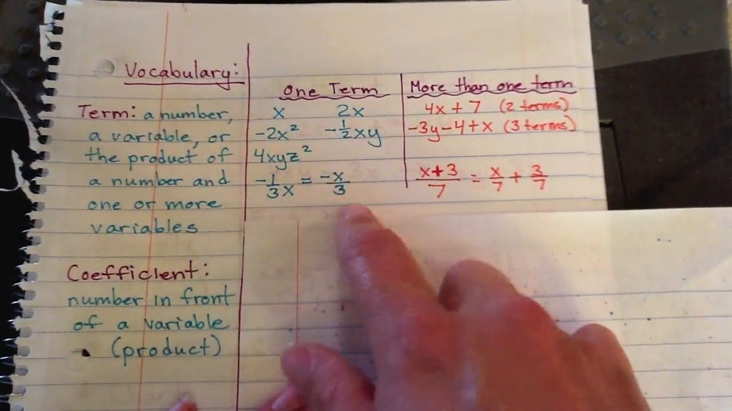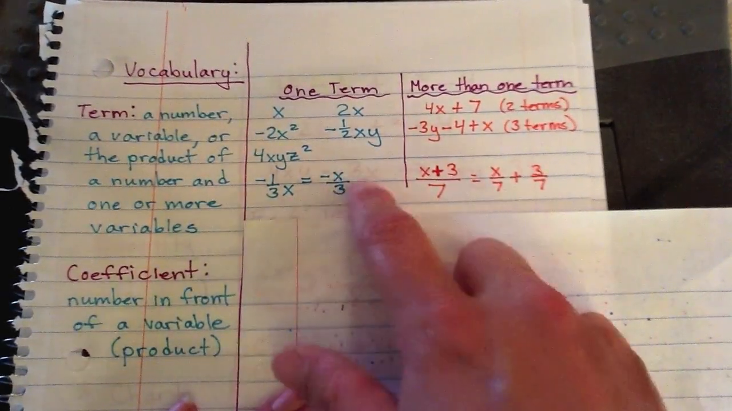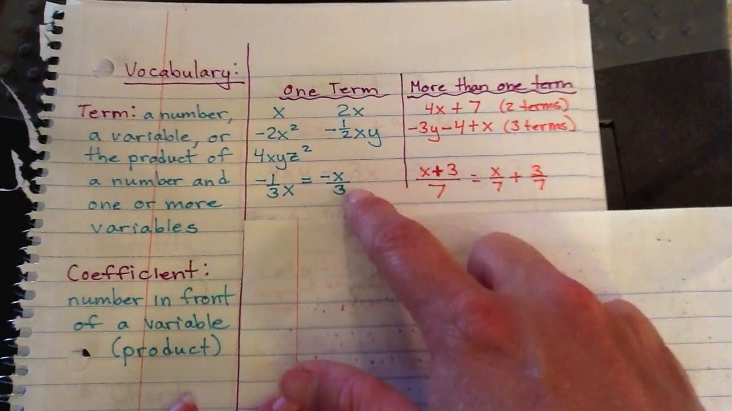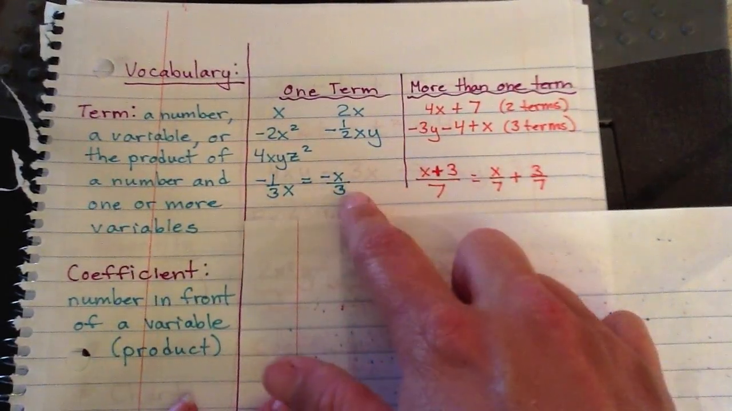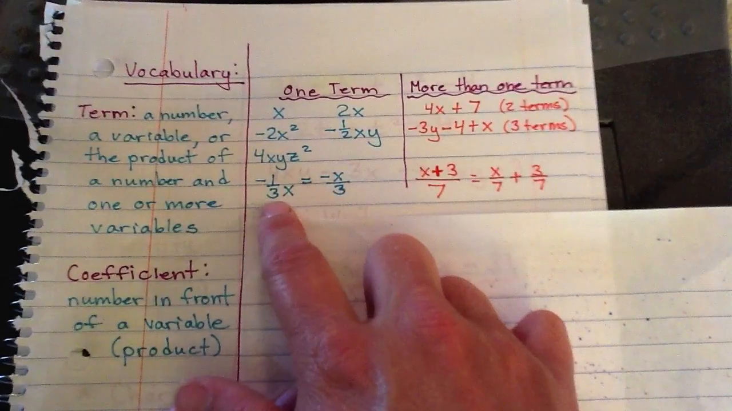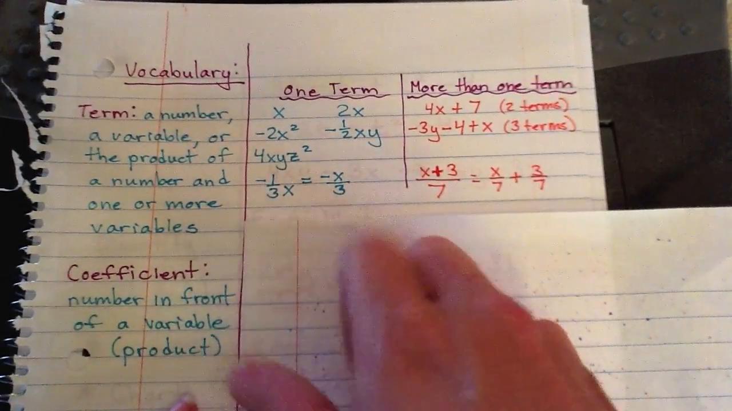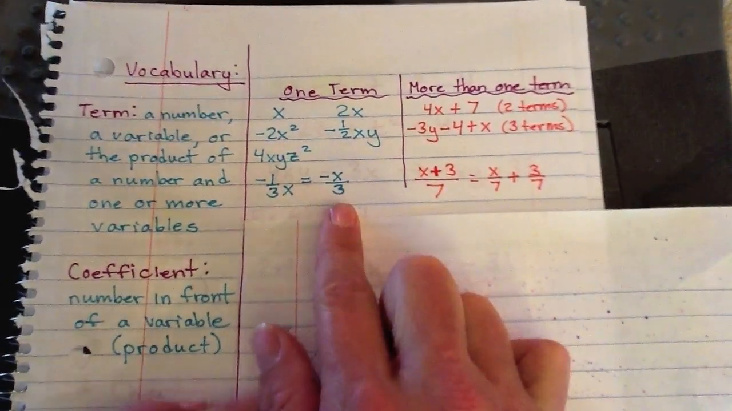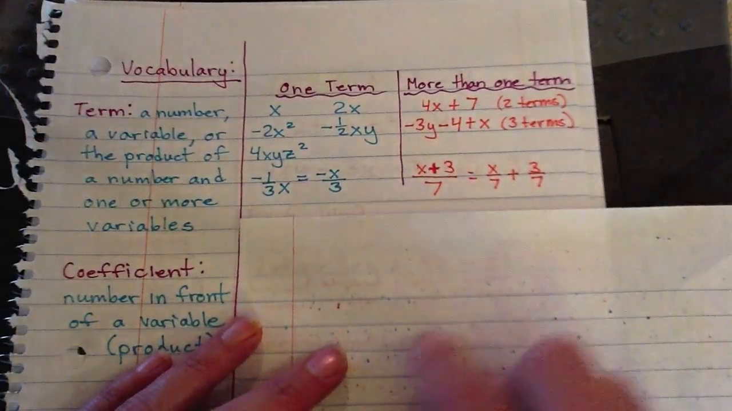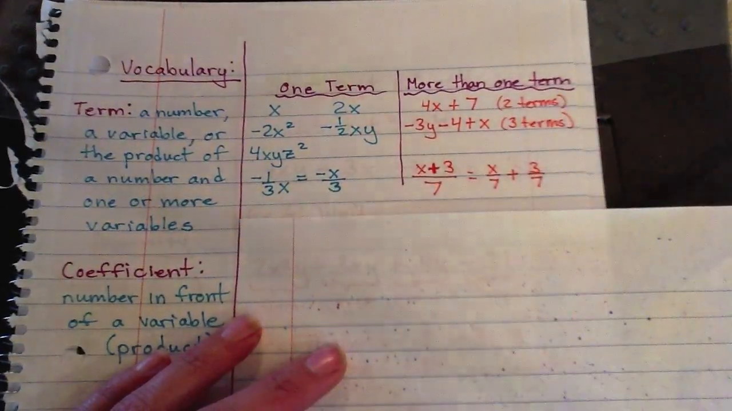Or you can look at it this way. If we were to multiply x, it would go up into the numerator, and we'd have a negative x over 3. Still a product, because we're looking at multiplying by a fraction there. So those can be a little tricky. So these are all examples of one term. Over here we have examples of more than one term.